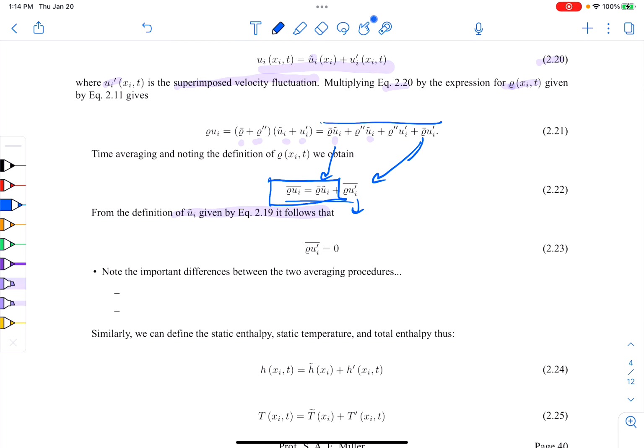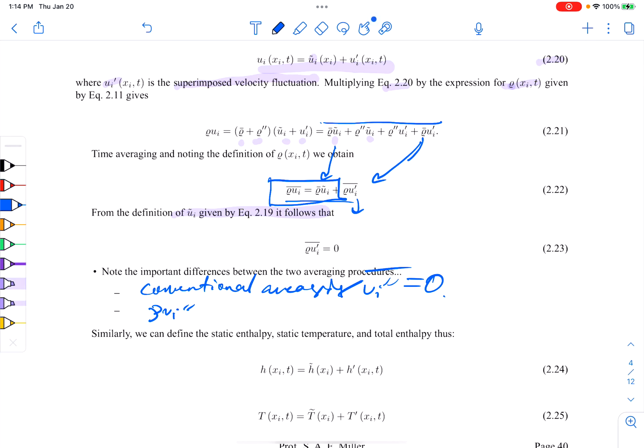Okay, so we'll need this little definition in a second, and I'd like to illustrate two major differences between these approaches. In conventional averaging, u_i double prime bar is 0, right? But not so much in this case. Here we have rho u_i double prime bar is not equal to 0 as mass averaging, u_i prime is not equal to 0 and rho u_i prime not equal to 0.